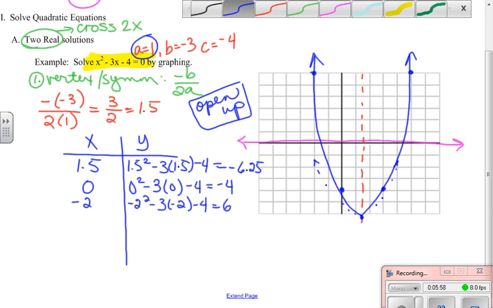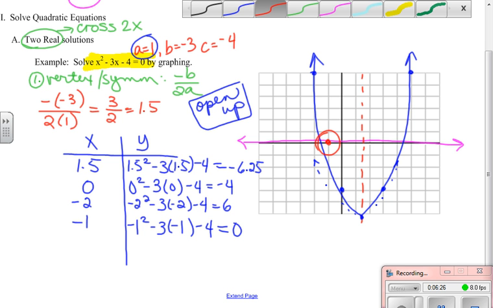Now somewhere between 0 and -2, I should probably plot another point. So I'm going to pick -1 because I want to know exactly where I'm going to cross that axis, if possible. So -1 squared minus 3 times -1 minus 4, and there's my point: -1, 0. There's one of my solutions. And you can see where my graph is an estimation.